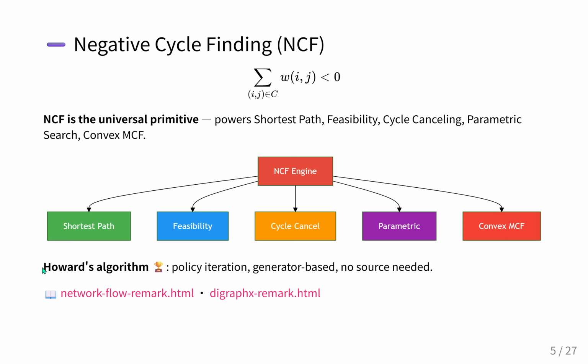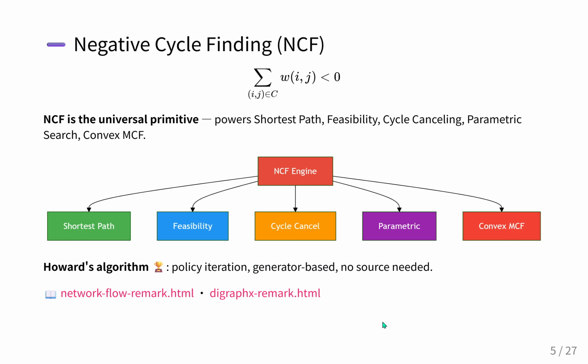Howard's algorithm is brilliant. It approaches the network using policy iteration. Instead of starting from scratch and mapping every single route, it makes an educated guess. A policy. Right, a policy about the best routing for the whole network. Then it evaluates that guess by hunting for negative cycles to improve it. And it's also generator-based, meaning it doesn't need a single starting node to push flow from. It optimizes the network globally, all at once. Yes.